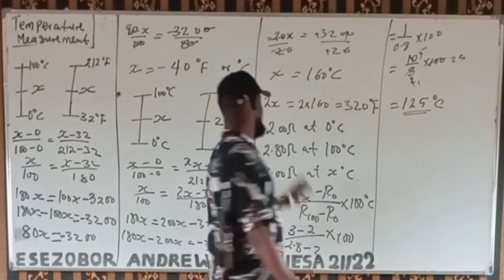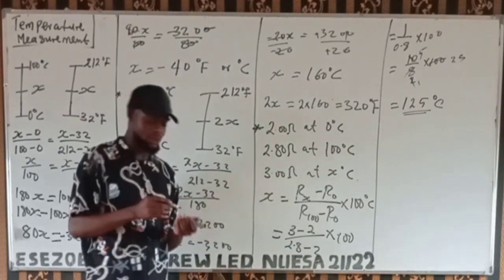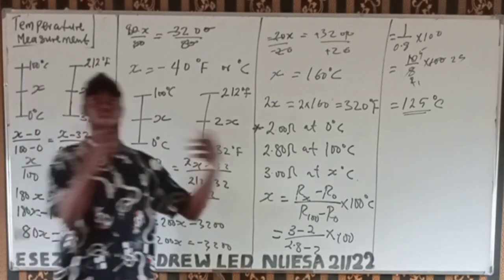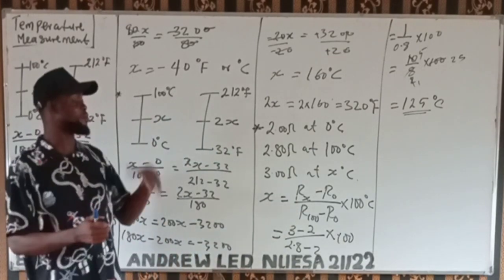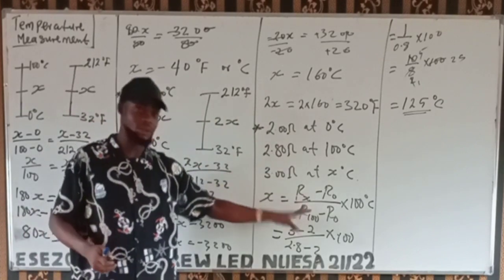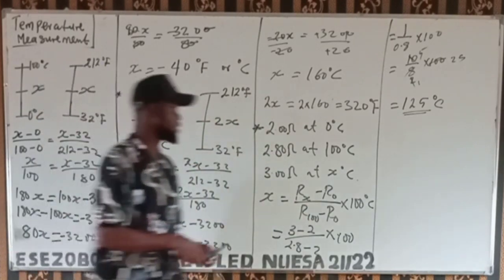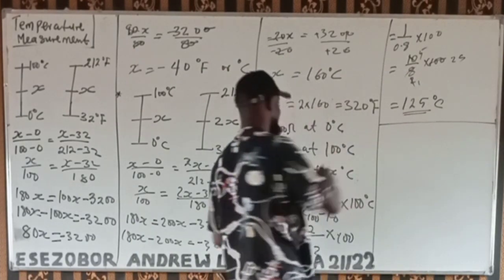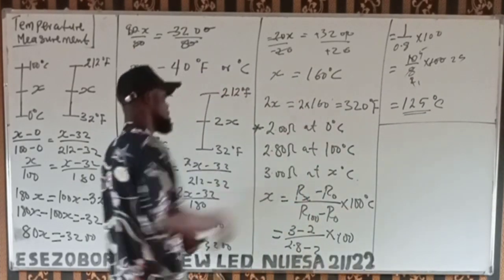So 125 degrees Celsius will correspond to 3.00 ohms. So that's how we move from the platinum resistance thermometer scale to the Celsius scale. That's why we use this, so take note of that. It's very, very important. So let's look at another question that is still like this, but I now use mercury.